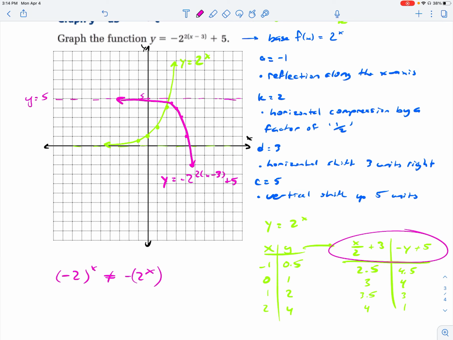All right, so that's basically probably one of the hardest graphs you'll have to do. And I bet if I would have shown this to you in the beginning of the year, you'd have no idea what to do. And now, it's just as easy as plotting y equals 2 to the x. You just got to make sure you apply the proper transformations to it.